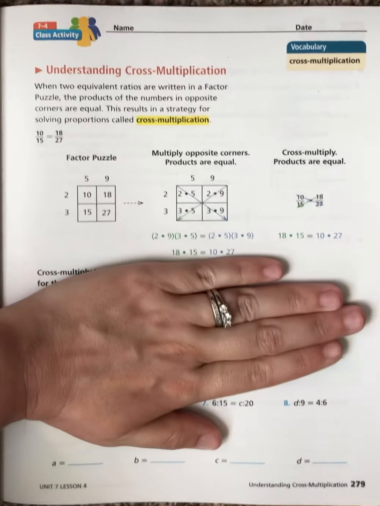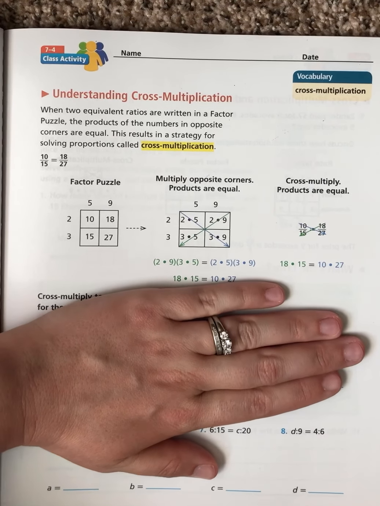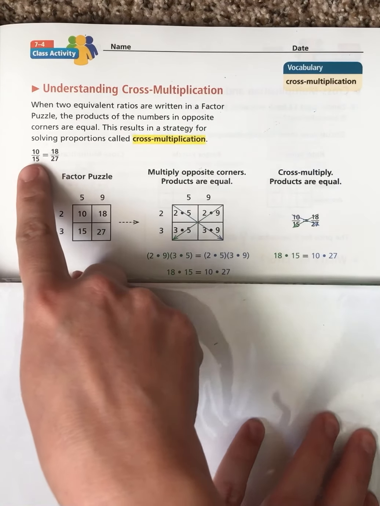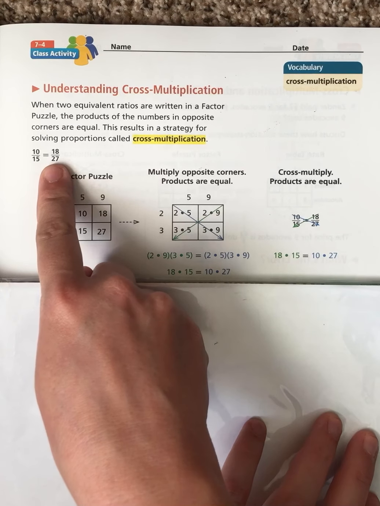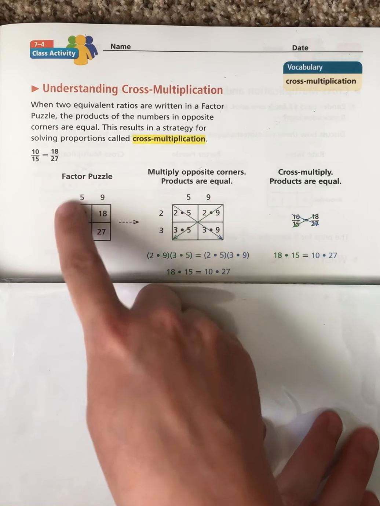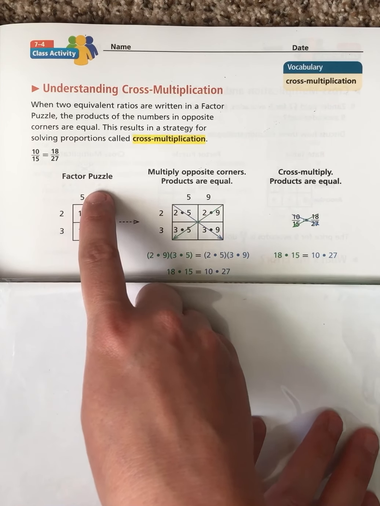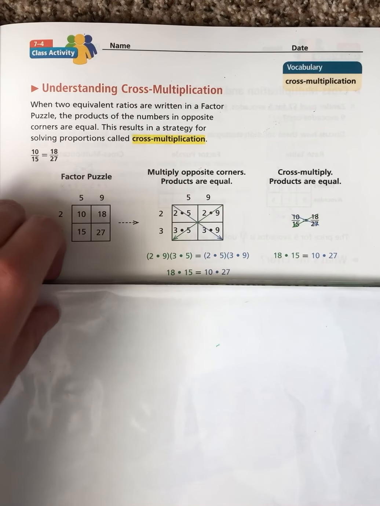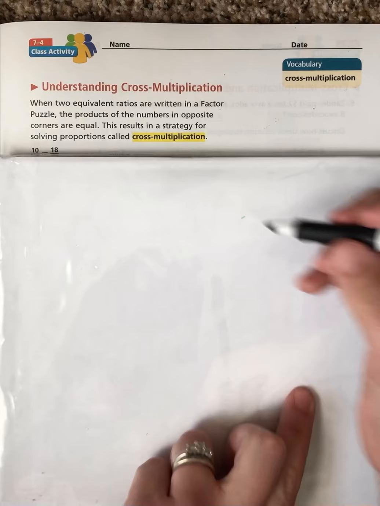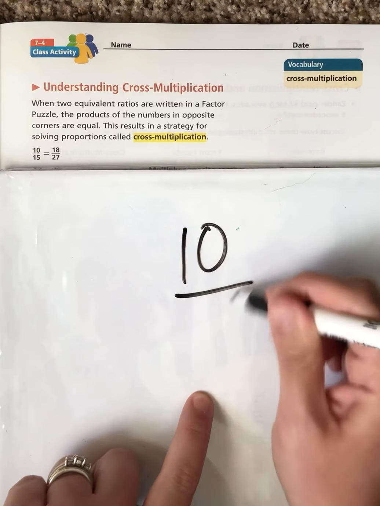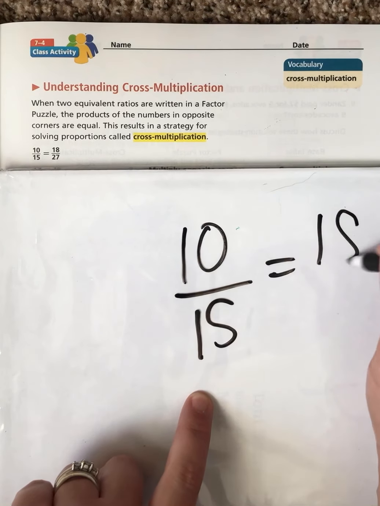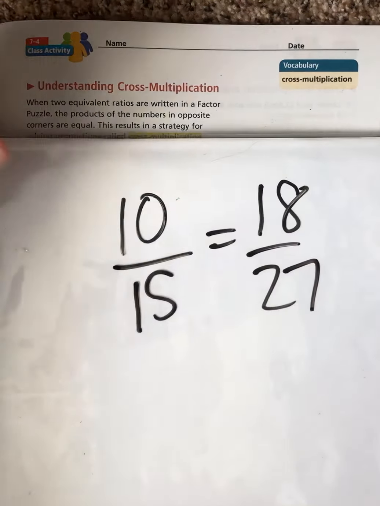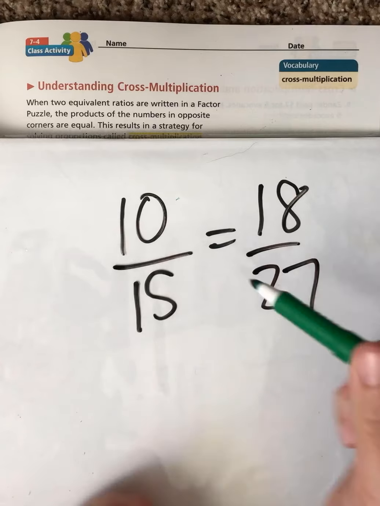So this first half of our page is just showing us basically what I just showed you guys of why this works. If you have 10/15 and it's equal to 18/27, they're showing you could solve it, proving it with a factor puzzle, and they're showing you could also cross multiply. Basically, if I do it bigger so you can see better, 10/15 equals 18/27.